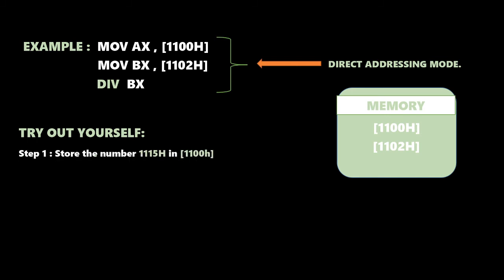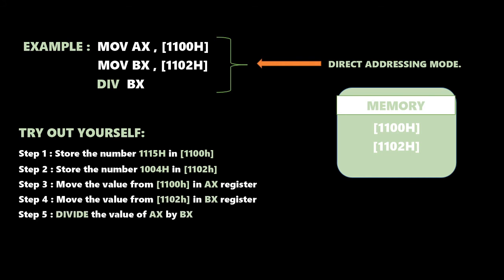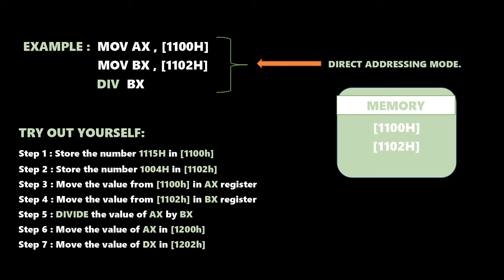The first step is to store the number 1115H in the 1100H location. The second step is to store the number 1004H in 1102H. The third step is to move the value from the 1100H location into the AX register. The fourth step is to move the value from 1102H into the BX register. Step 5 is to divide the value of AX by BX. Step 6 is to move the value of AX into 1200H. And the last step is to move the value of DX into 1202H.